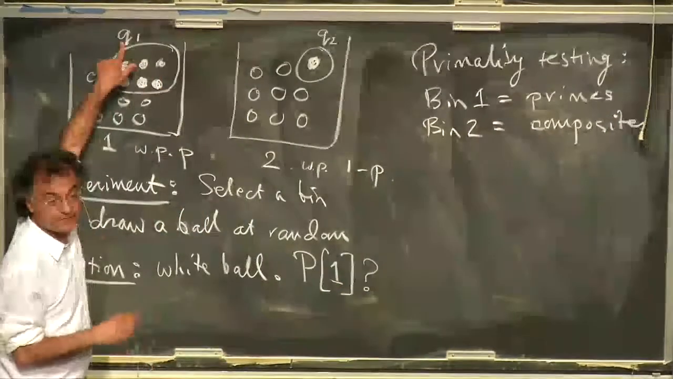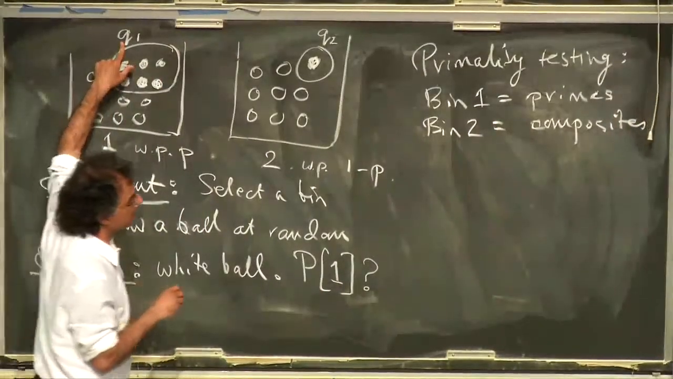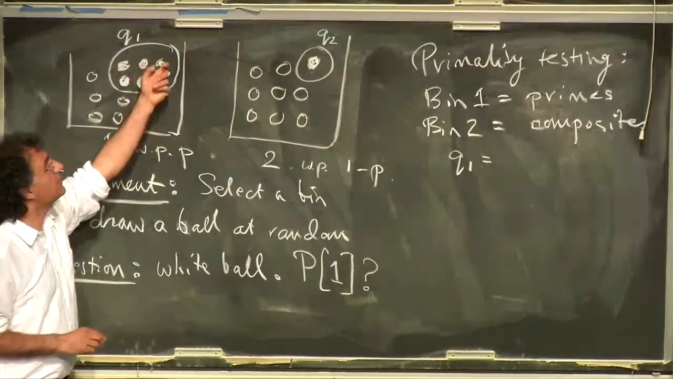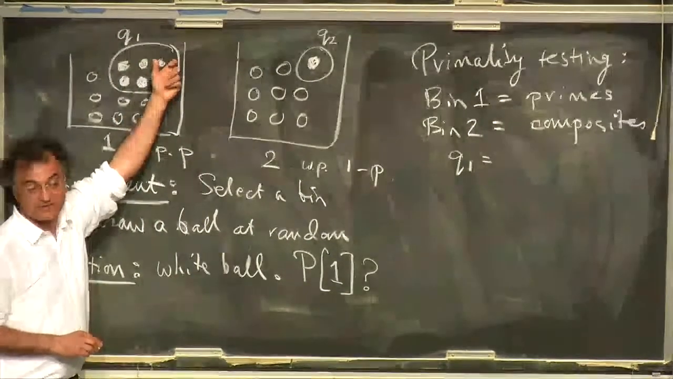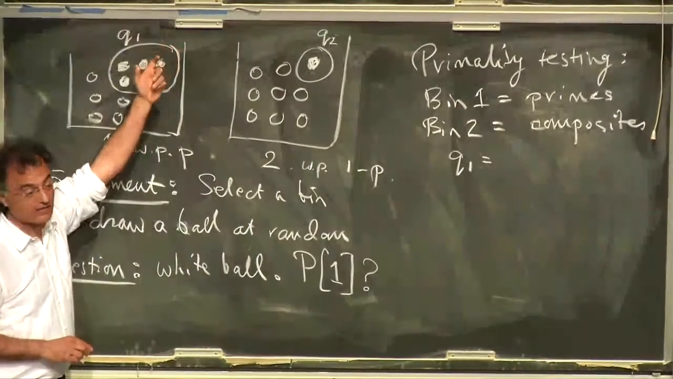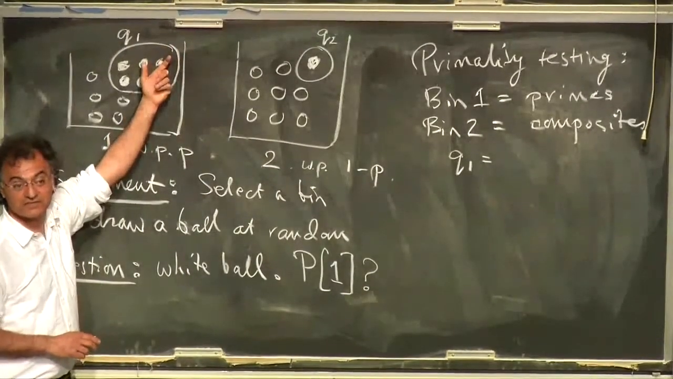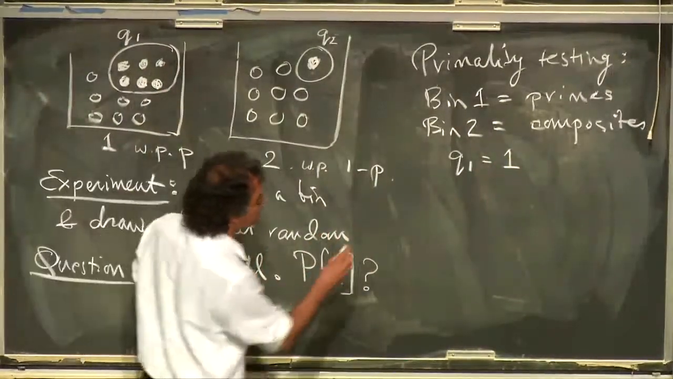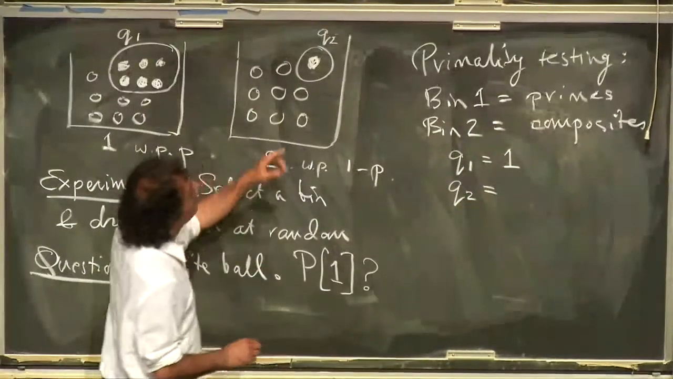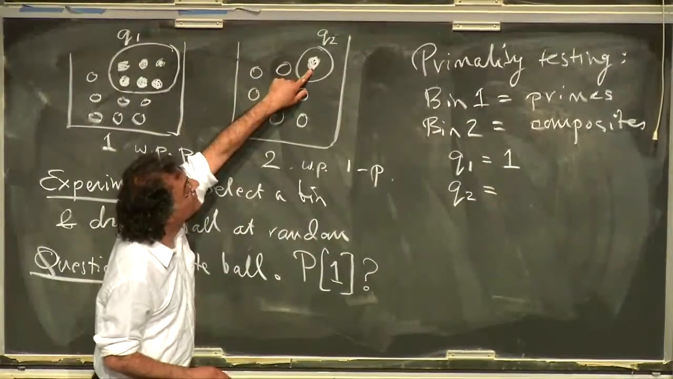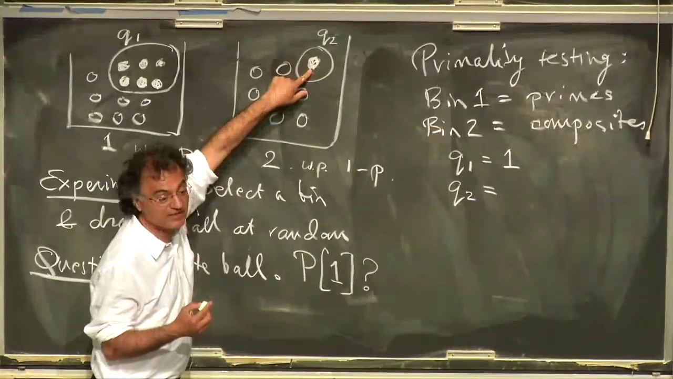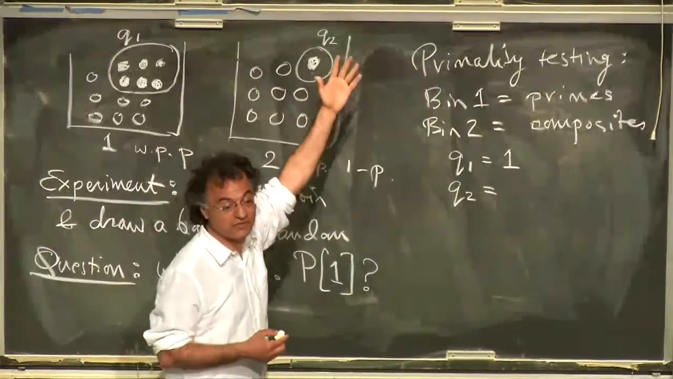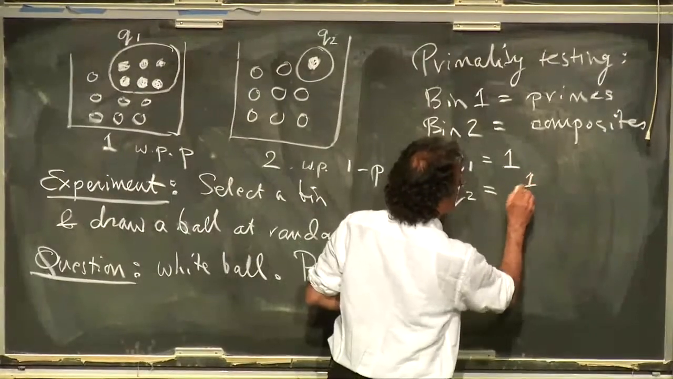What's Q1? Let's say white ball means yes. So the test tells us yes. So Q1 would be 1, because if it's a prime, it always says prime. What's Q2? If it's a composite, it still says yes with some probability. We said it says yes with probability 1 over 10,000, because it says no with probability 1 minus 1 over 10,000. So it's 1 over 10,000.